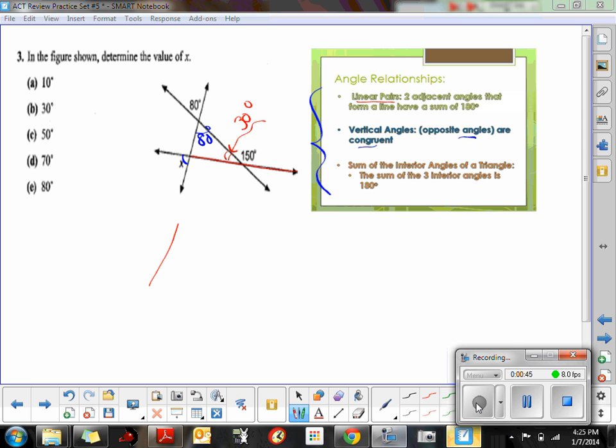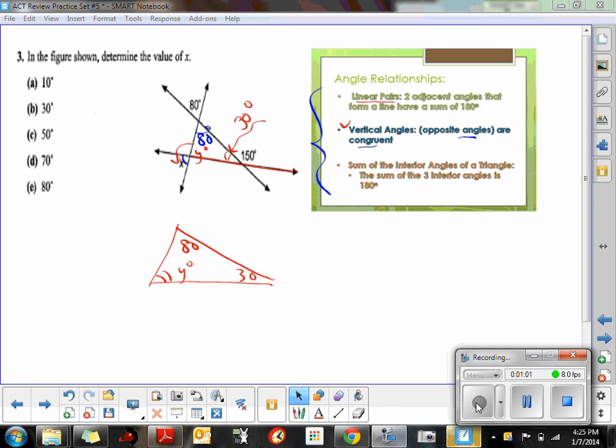So now I have this triangle. It has an 80-degree angle, has a 30-degree angle, and we don't know this angle. So this is the angle we're going to end up finding, because once I find out what this angle is, it's going to be the same as that angle x, which we're trying to find, because they are vertical angles.